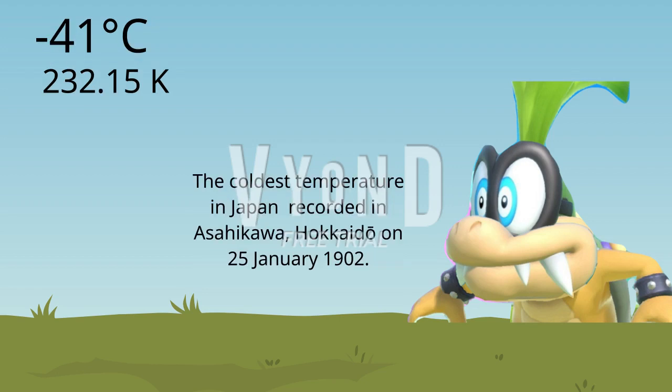The coldest temperature in Japan is -41 degrees Celsius, or 232.15 Kelvin, recorded in Asahikawa, Hokkaido on the 25th of January 1902.